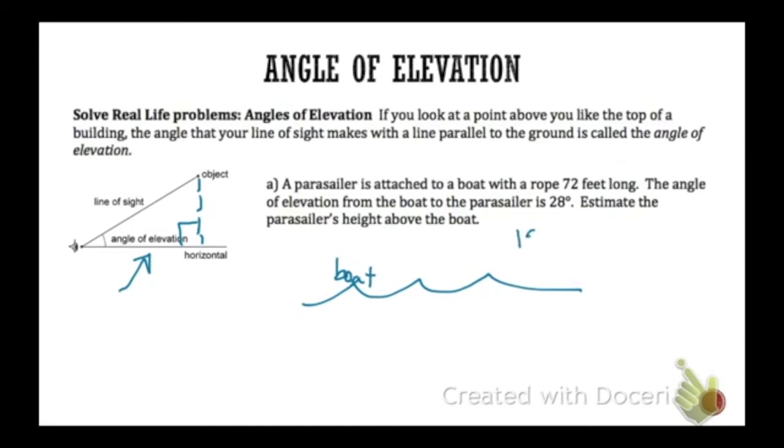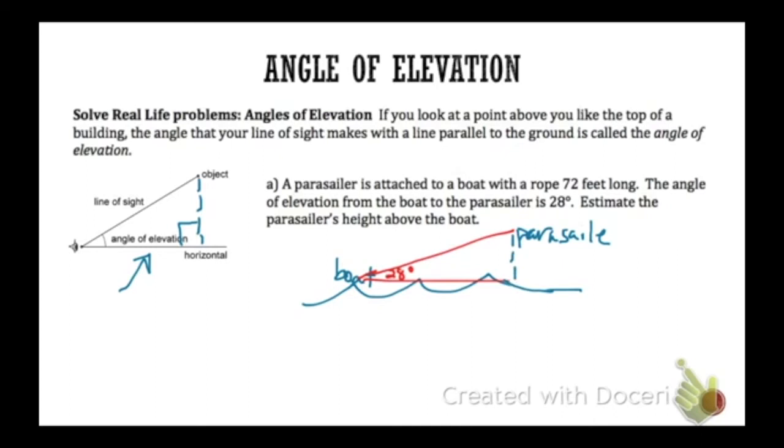The angle of elevation from the boat to the parasailer is 28 degrees. So if I'm on the boat and I'm looking up, from this horizontal line here, there's my angle of elevation, 28 degrees. Estimate the parasailer's height above the boat. So what we're looking for here is this height.